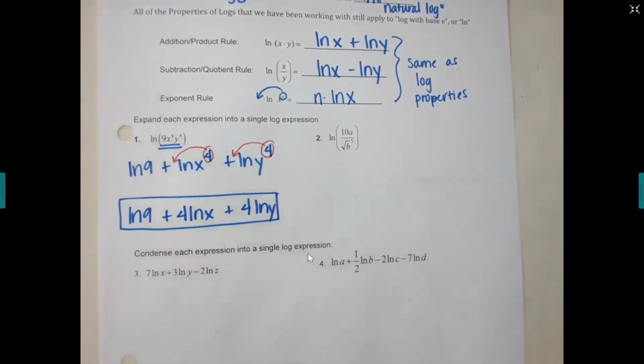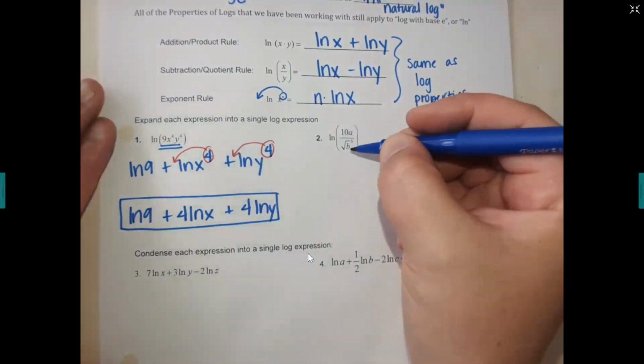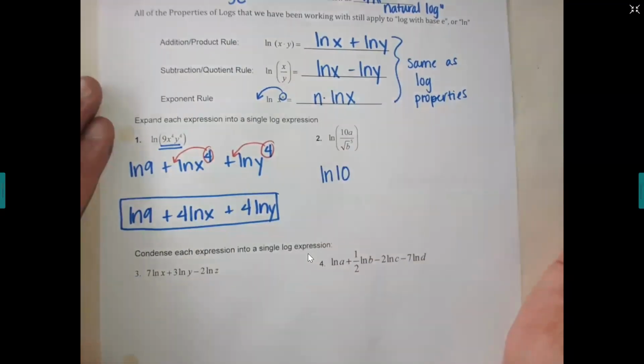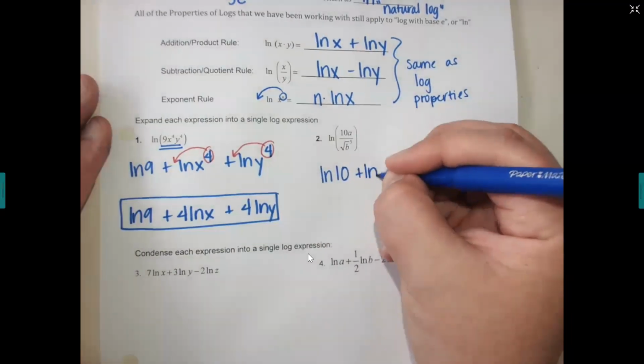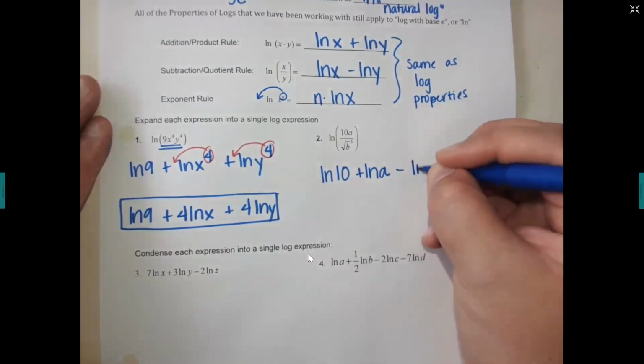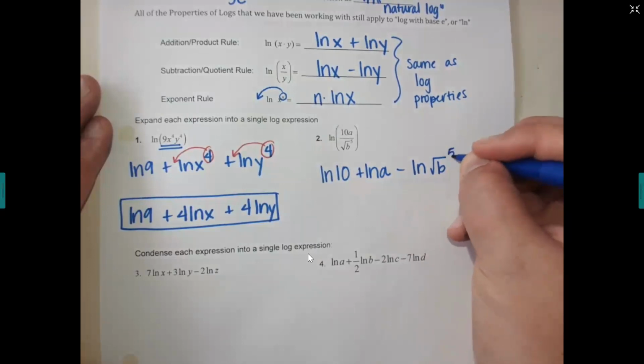Number 2, you have some multiplication and some division. So we just have to be careful when we separate that we make sure that multiplication turns into what? Addition, and division turns into subtraction. So I have a 10, an A, and a B. So let's do ln 10. Will it be plus or minus ln A? Because it's on top. Will it be plus or minus ln B? Minus ln square root B to the 5.